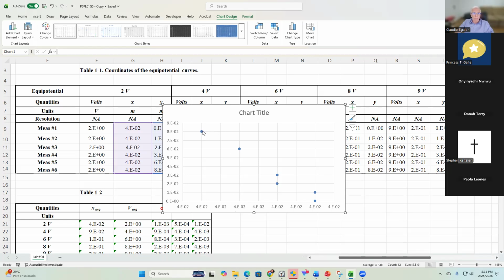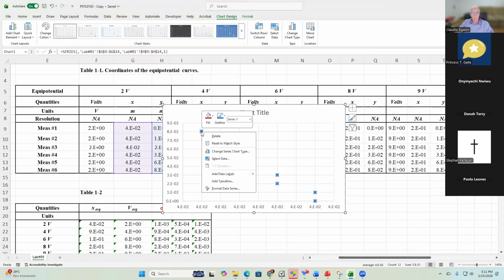Click one of the data points in your graph, okay? When I click one of the data points, all the data points are highlighted. After clicking one of the data points, you right-click while it is highlighted. And then we get this drop-down menu, okay? And we go to Add Data Labels.